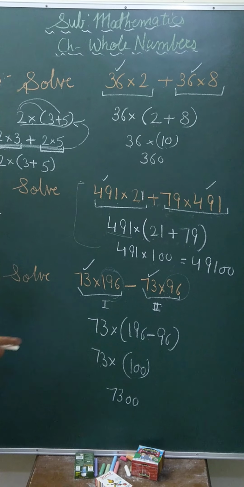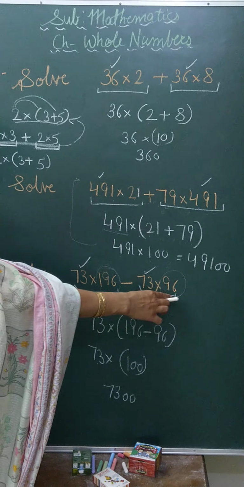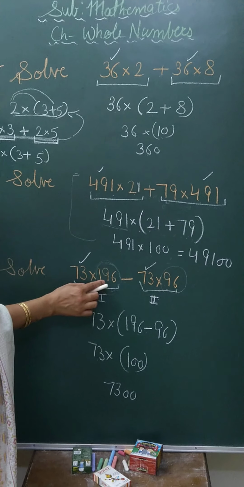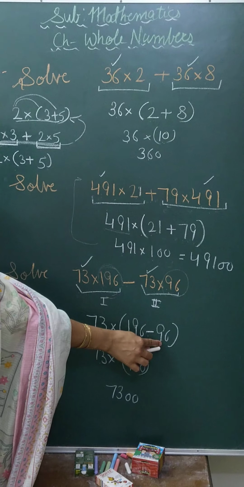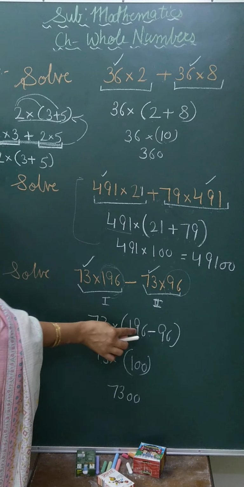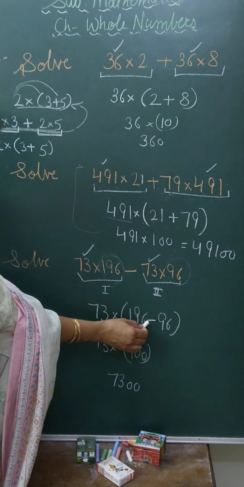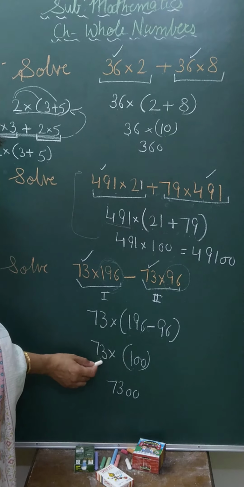And this is in 2 steps only. Here if the in-between sign is subtraction, what you are going to do is again take the common number out with the multiplication sign, then write down the leftover numbers, that is 196 in the first part and 96 in the second part. Then you put your subtraction sign. Then you do subtraction. So you get 100. Then you multiply 73 by 100 and you get 7300 without doing such a difficult multiplication. You have got your answer in just 2 steps.